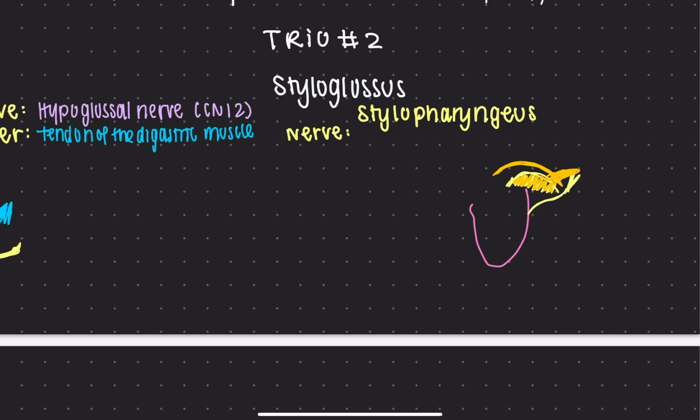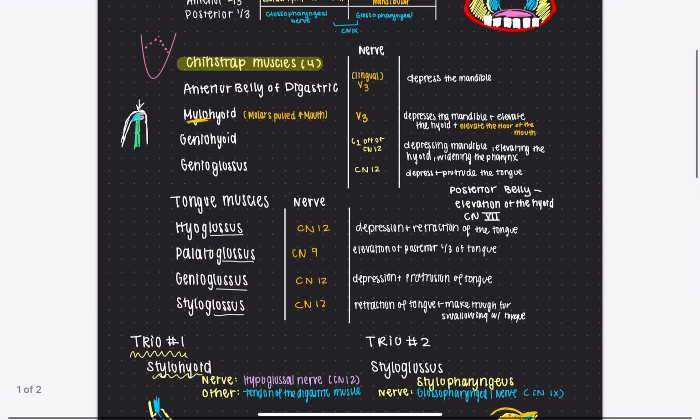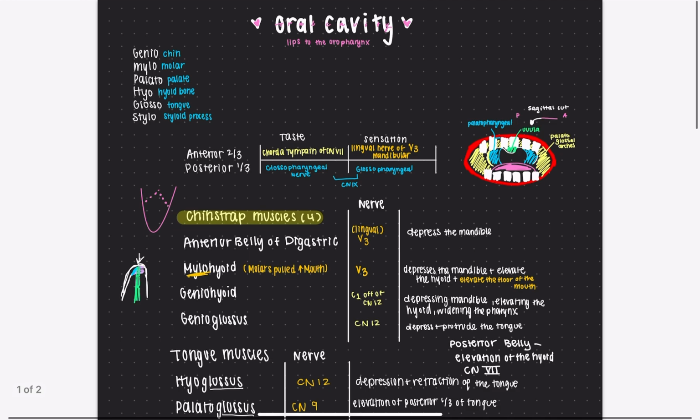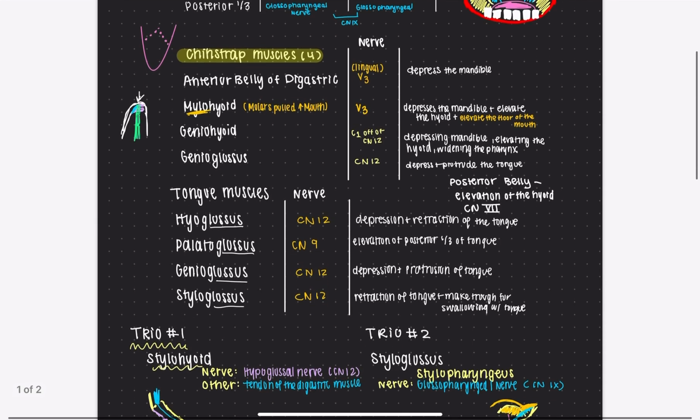And then where it's running, there's going to be the glossopharyngeal nerve that runs with it, and that's cranial nerve 9. So that's basically all the information that I wanted to review about the oral cavity. I feel like that was pretty comprehensive.